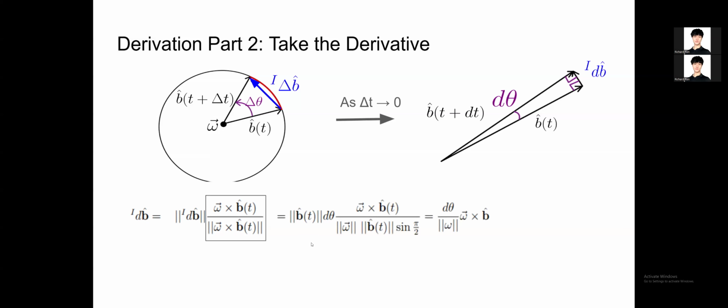Since the time step traveled is infinitesimally small, the arc length that's traveled, which is magnitude of b hat times d theta, is approximately just the magnitude of dB. So we write this as that. And using the cross product identities, we can write the denominator here as this. And we end up with this equation here.